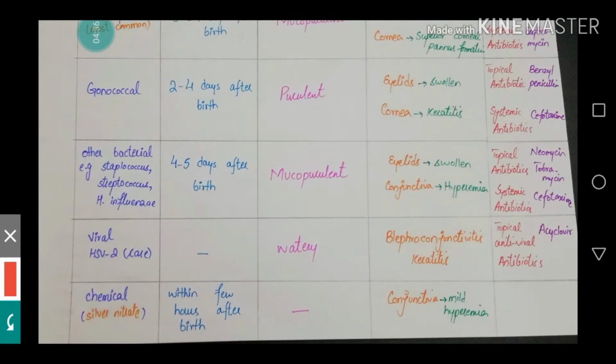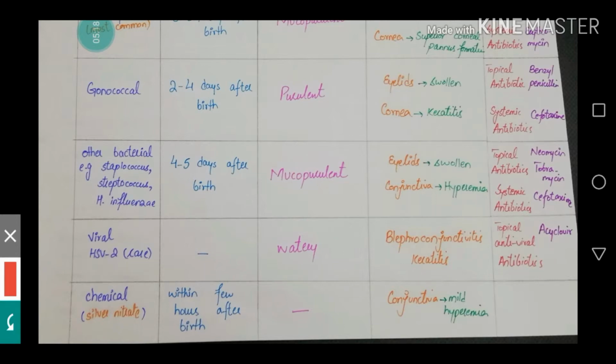Now in the virus, HSV2 is the etiological factor, though it is rare and it has no specific day at which it will present, but the characteristic feature that differentiates it from other factors is the watery discharge. Now it will cause blepharoconjunctivitis as well as keratitis. Blepharo is the involvement of eyelids, conjunctivitis is the involvement of the conjunctiva, and keratitis is the involvement of the cornea.